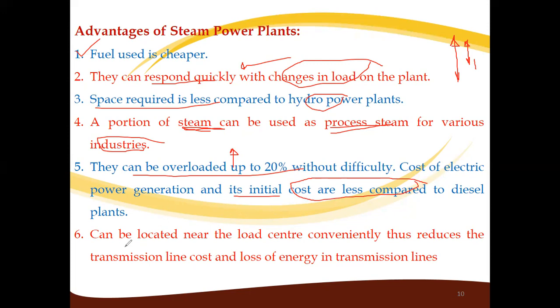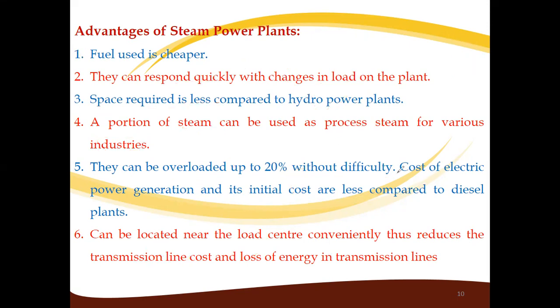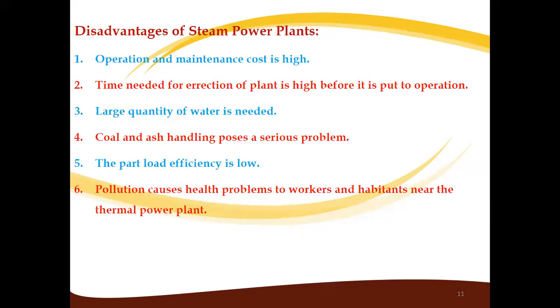Then this steam power plant can be located near the load centers, or you can say near the distribution centers of electricity. Thus we can reduce the transmission loss, again loss of energy in the transmission line, and also the cost of transmission lines. So these are the different advantages of this steam or thermal power plant. And the last part of this thermal or steam power plant is disadvantages.